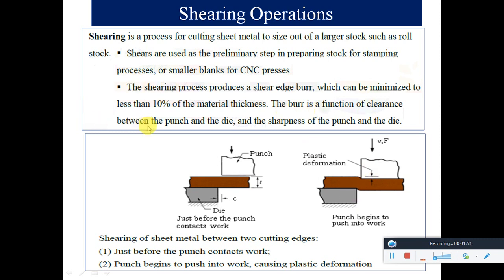The burr is a function of the clearance between the punch and die and the sharpness of the punch and the die. Even after n number of strokes, what happens? The die and the punch will get some bend, or they will lose their sharpness, which may also lead to burr formation. Shearing of sheet metal between two cutting edges: just before the punch contacts the work, and the punch begins to push into the work, causing plastic deformation. So these two are explained in this diagram.